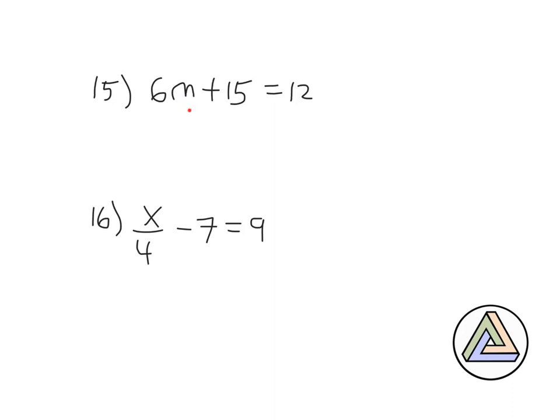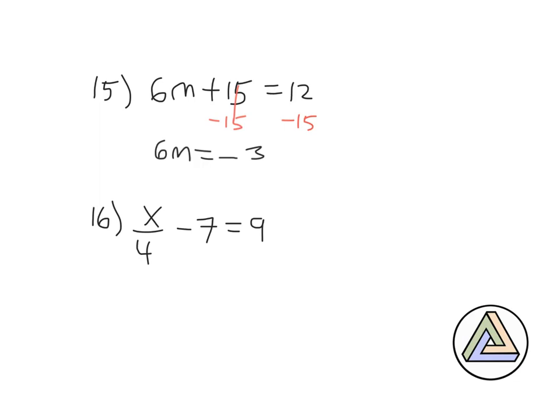So we want to get the 6m by itself, so let's subtract 15 from both sides. So we'd have 6m, we'd have minus 15, canceling, and we have 6m equals 12 minus 15. Since the smaller number is subtracting the larger number, the result's going to be negative. And then you can think of it as 15 minus 12, which is 3, but it's going to be a negative 3.